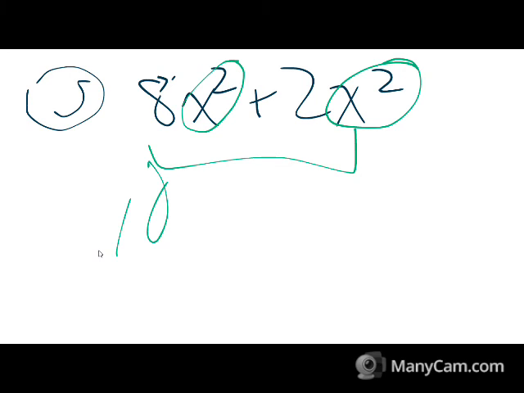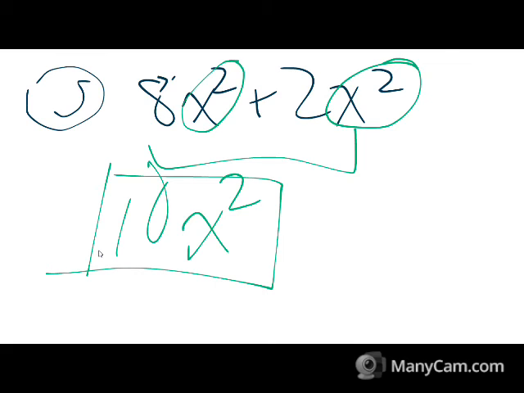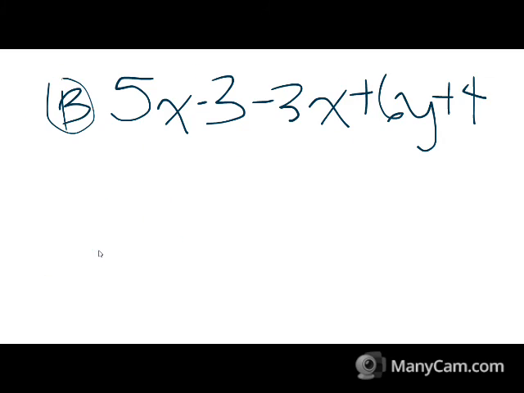8 plus 2 is 10. And then I'm going to put on the x squared. So 8x squared plus 2x squared is 10x squared. Think about it as apples. If you have 8 apples and you add another 2 apples, you're going to have 10 apples. All right, so letter B gets a little bit trickier.